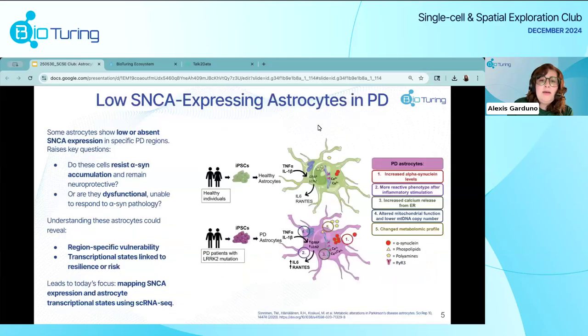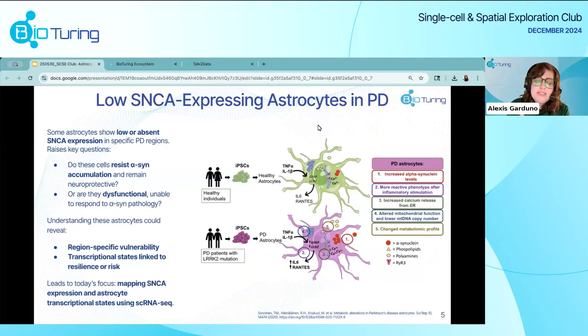Okay. And one last thing that I wanted to cover is understanding the expression of the gene encoding the alpha-synuclein protein, how it's expressed in astrocytes, and particularly in Parkinson's disease, as opposed to what you would see in healthy individuals. Despite seeing evidence that alpha-synuclein aggregates in astrocytes show low or absent SNCA expression, we do see that this really depends on what brain region the study was analyzing.